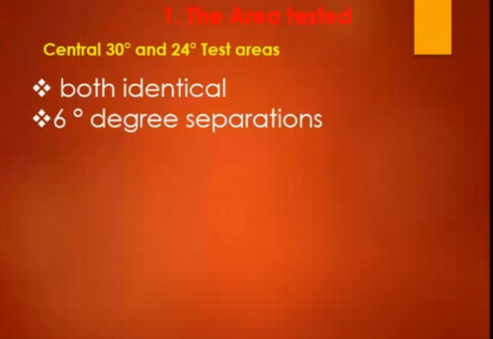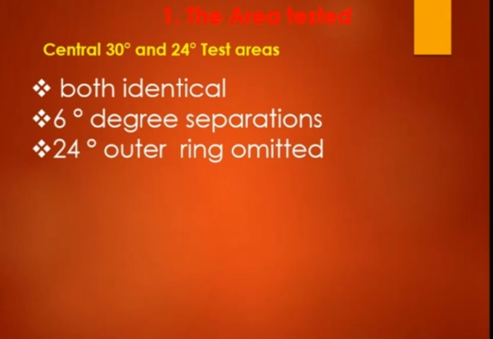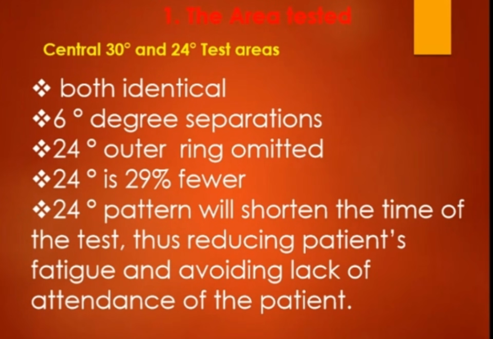So we'll go back to the area tested, the central 30 and the central 24. Like I said earlier, they are identical and they are 6 degrees apart. Unlike the central 30, the central 24 has its outer ring omitted. I will show you what it looks like. The points tested are 29% fewer than those of the central 30. So if you're using the central 24, you are trying to shorten the time of the test, reducing the patient's fatigue and avoiding lack of attention or interest.